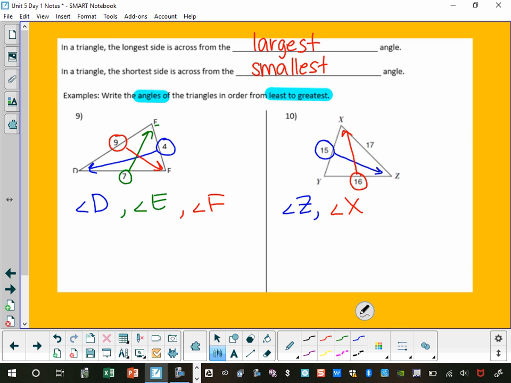All right, and Brian, what side is left? 17. So which angle is the largest angle? Angle Y. So we have Z, X, and Y. On your test, I think it said, like, name the sides from longest to shortest. A lot of you did shortest to longest, which means you got 2 points off out of 3 because your only right answer was the one in the middle. Okay, you would have got it all right had you read the directions.